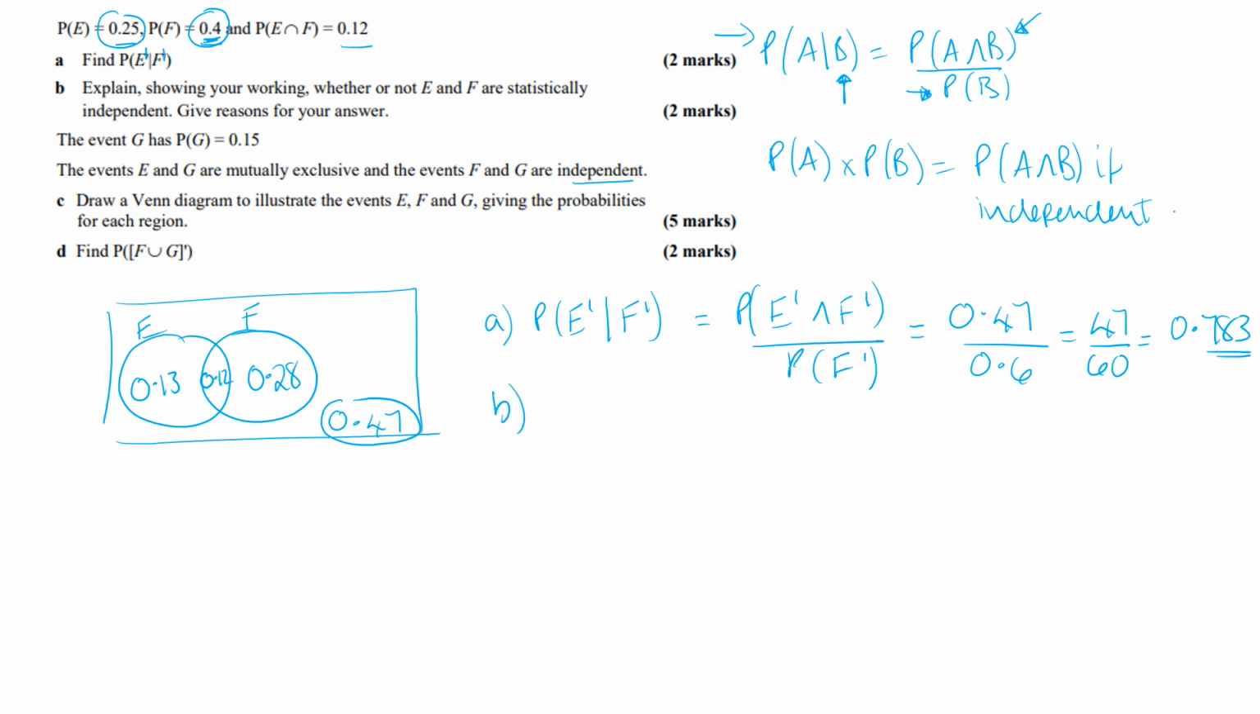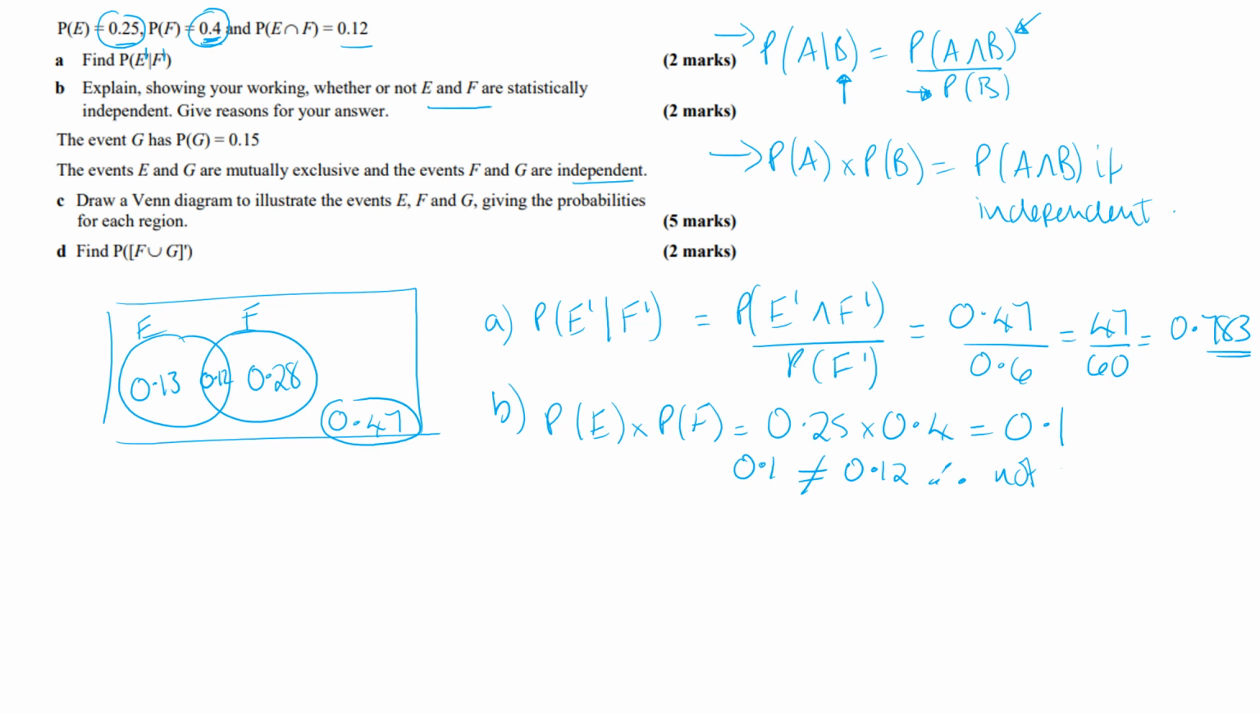In part B, explain, showing your working, whether E and F are statistically independent. Well, using this second rule we just went through, the probability of E times the probability of F is equal to 0.25 times 0.4, which is equal to 0.1. 0.1 does not equal 0.12. Therefore, they're not statistically independent. So that's all we need to do for that one.